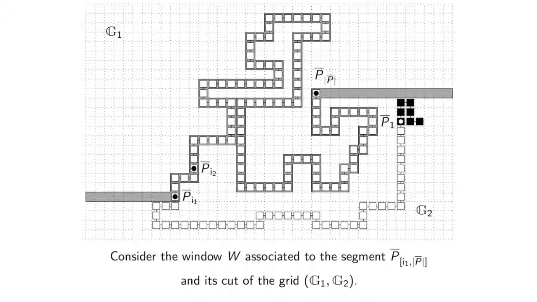Since the tile Pi1 is visible from the west and since the last tile of the path assembly P is visible from the east, then we can define the window W associated to the segment of the path assembly P from index I1 to its last tile.